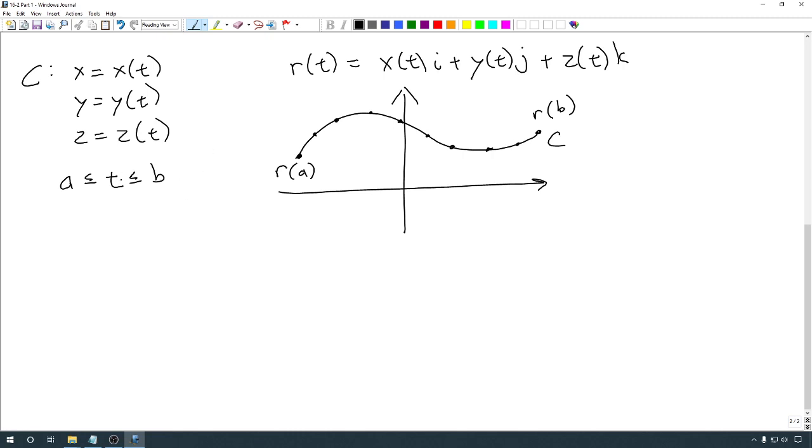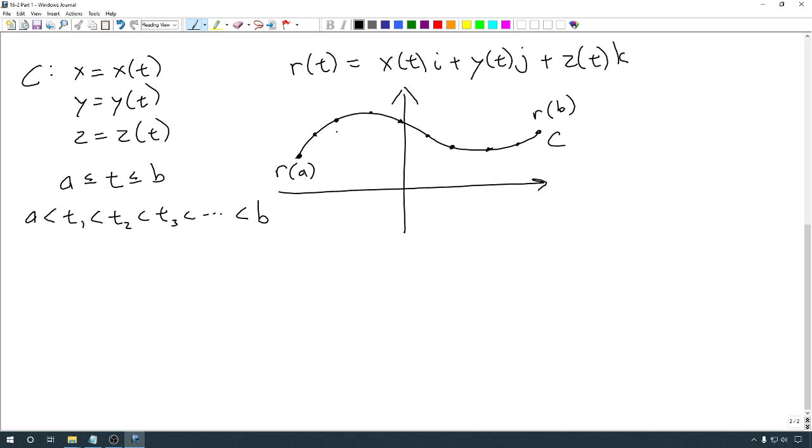Actually, what we've done here is we've picked a bunch of different t values, and these are r of those different t values. So we could say a should be less than t1, less than t2, all the way until we get to b. So a bunch of different t values, and we get the different points on our curve.